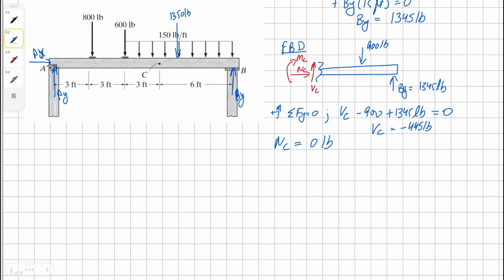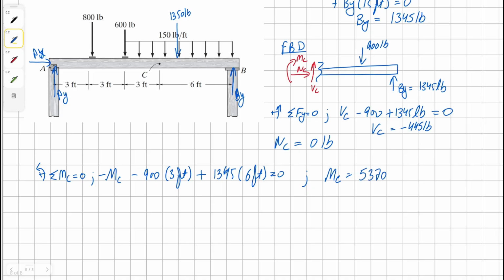And then finally, a moment about the point C, taking the moment about the point C, which is going to be just moment at C, and then we have clockwise 900 pounds, and it's 3 feet away. And then we have counterclockwise By, 6 feet away, all equals to 0. Solving for moment at C, we get a solution as 5370 pounds.